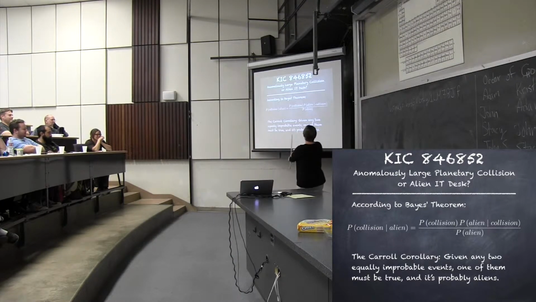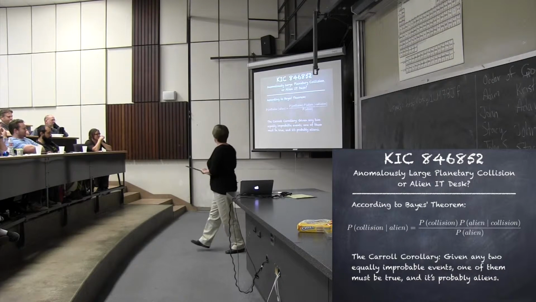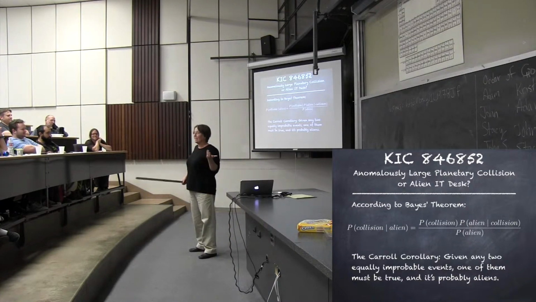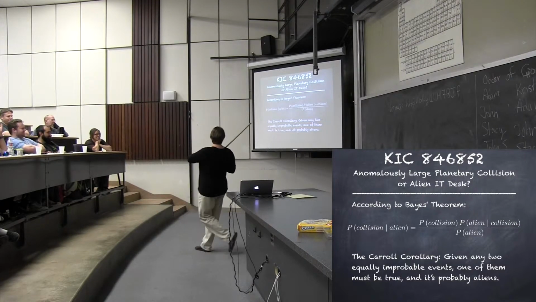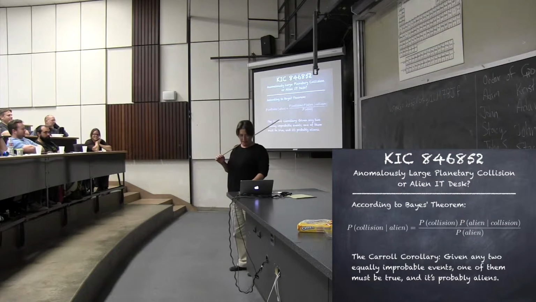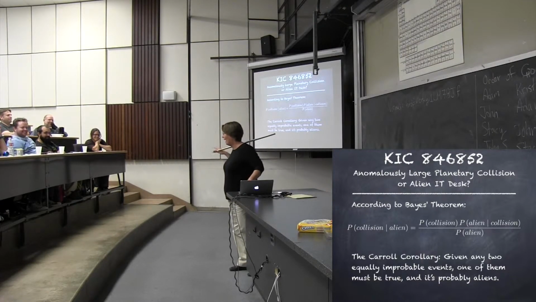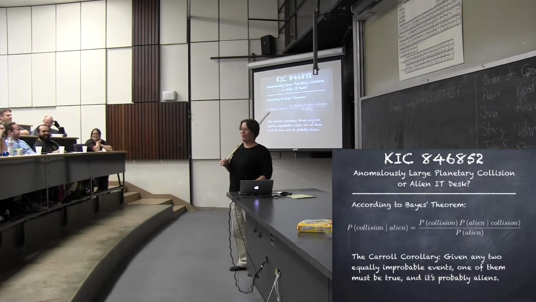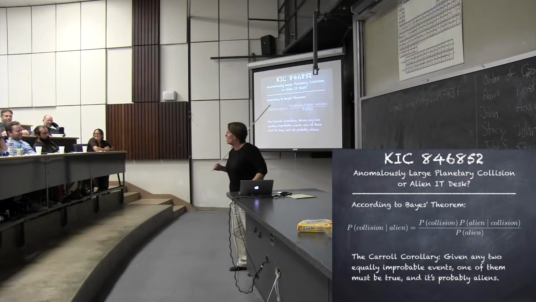And I want to point out the Carroll corollary. Given any two equally improbable events, one of them must be true, and of course, it's aliens. This is a famous corollary, a theorem attributed to Brad Carroll because he was around way back when this was actually first thought of, and he's the only one still here.